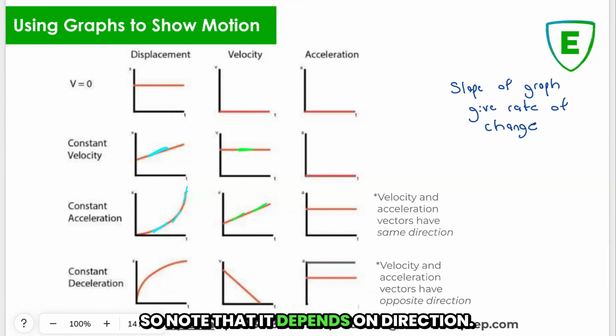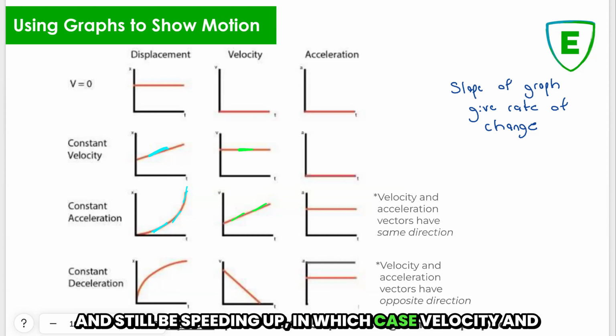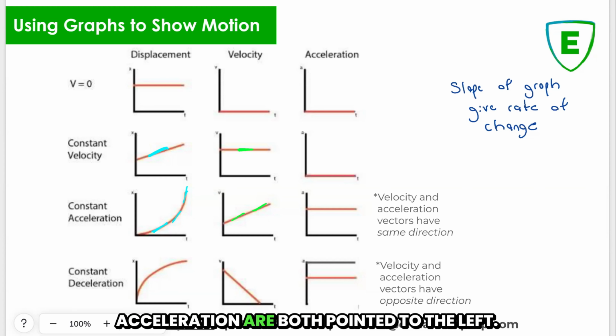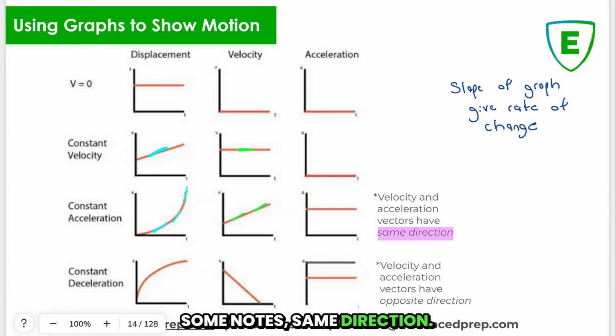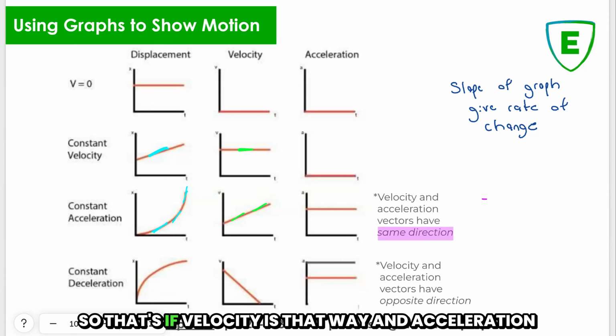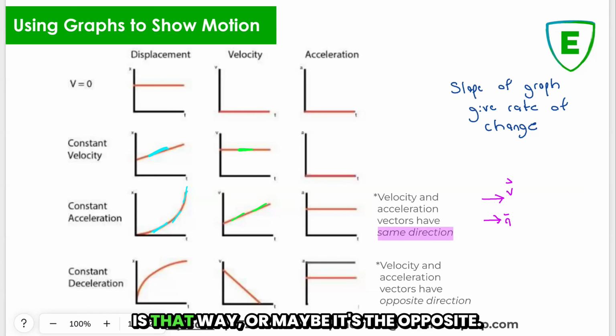So note that it depends on direction. It could be moving in the opposite direction and still be speeding up, in which case velocity and acceleration are still both pointed to the left. Okay. So note same direction. So that's if velocity is that way and acceleration is that way. Or maybe it's the opposite.